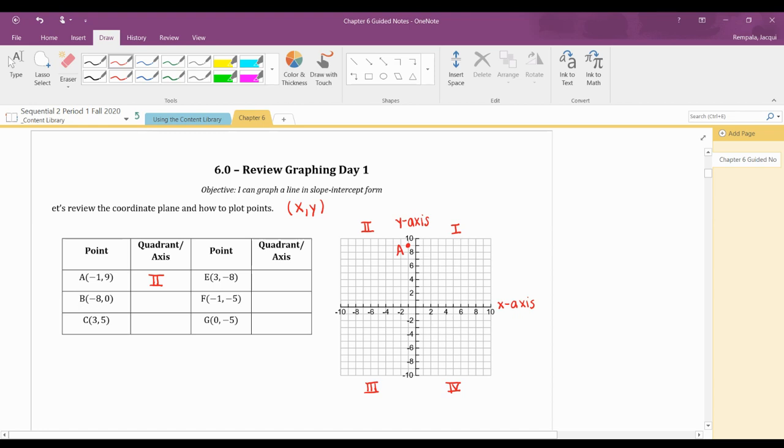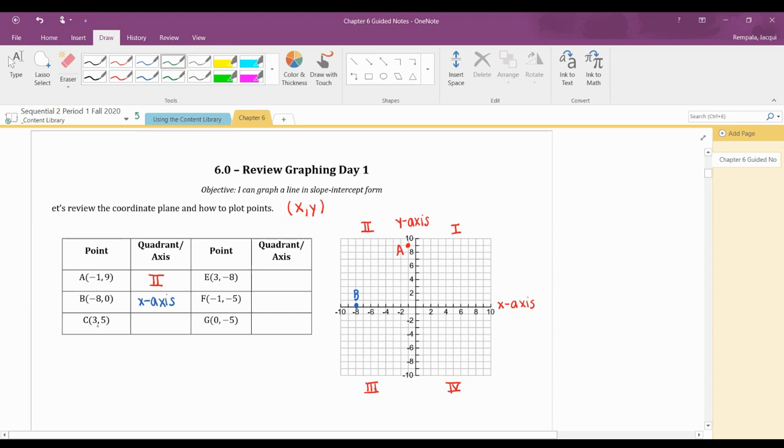Point B, it's at -8, 0. Once again, remember, -8 is first. That's the x. So I have to go on the x-axis to -8. Since then it's 0, that means that I'm not going to move up and down. And so that point B is going to stay right there. So notice it is on the x-axis. So it's not inside of a quadrant, but it's on the x-axis.